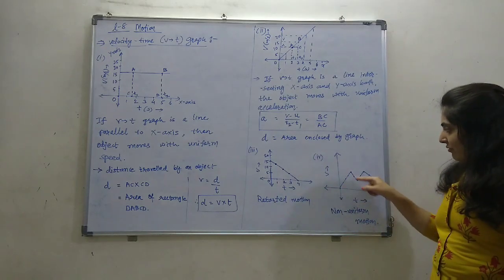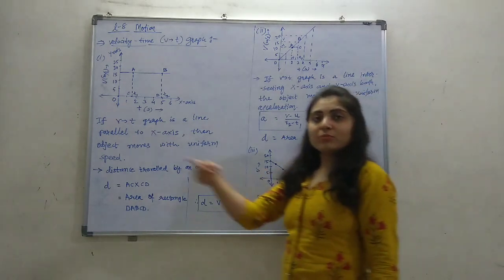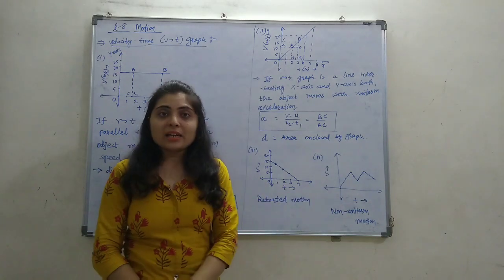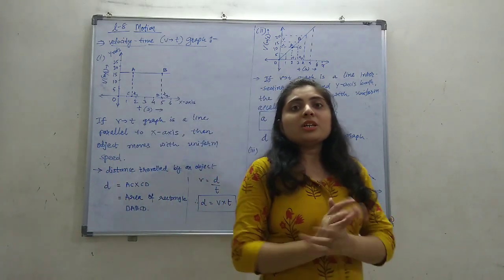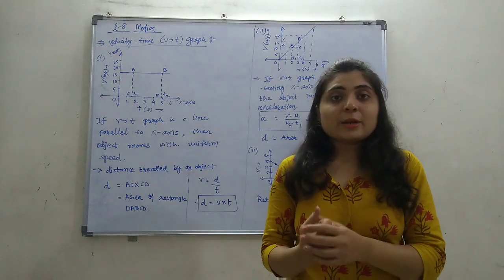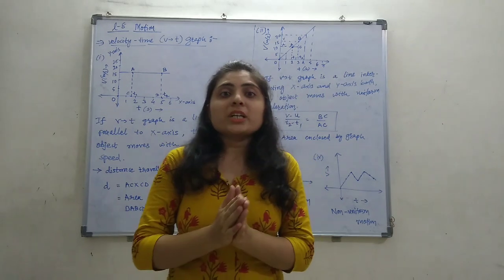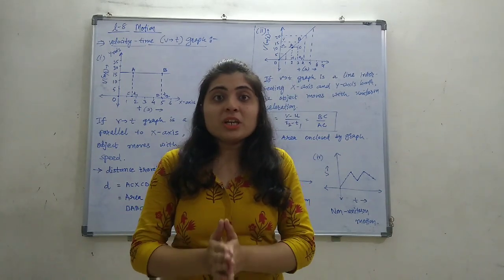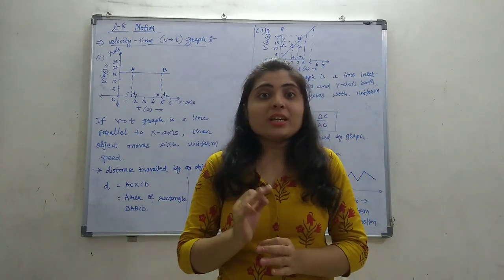And if the graph of velocity versus time is uneven, a random line or curve, an uneven line, then it will be non-uniform motion. So this is how the interpretation of a graph works. We can simply identify the motion of an object by seeing the shape of the graph. It is a very important topic. So read very carefully and interpret it very carefully.